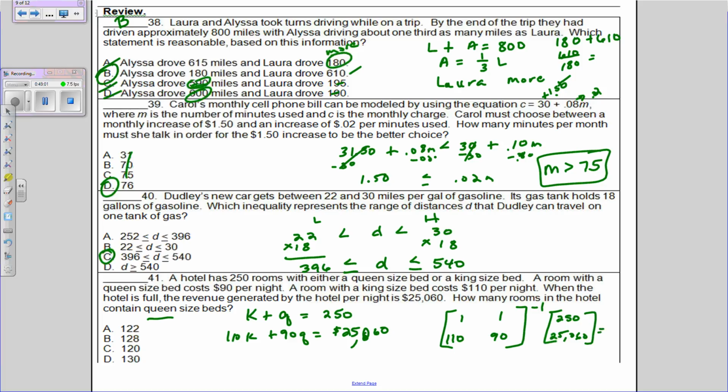I'll let you do the calculator work. When you get your answer, it'll be in the form of king, queen, because we put them alphabetical, and see what you get. So you should have gotten 128 and 122, and it asked for the queen beds. So this was king and queen. So your answer is 122. Notice how they have both answers there.